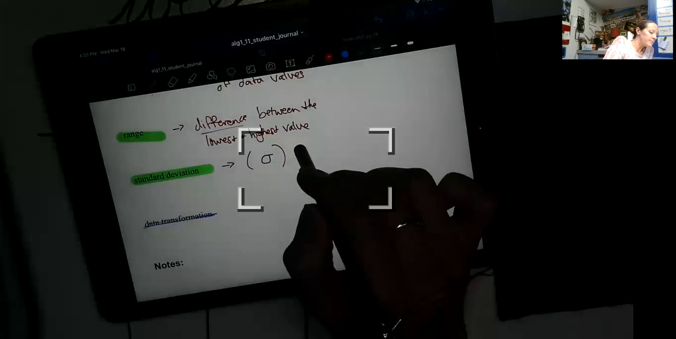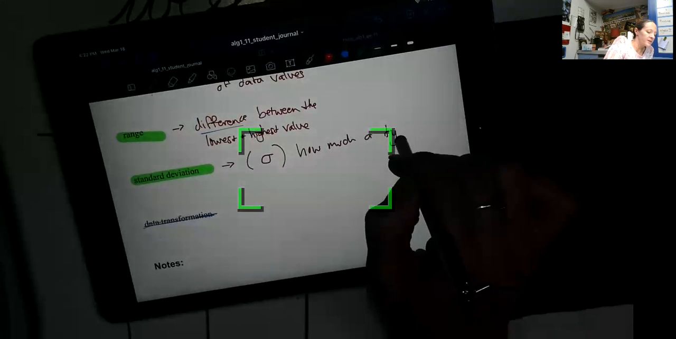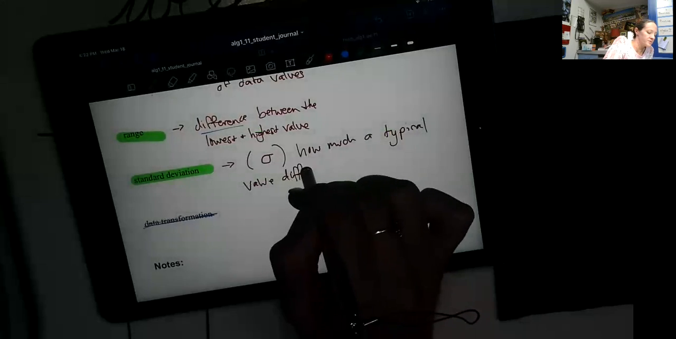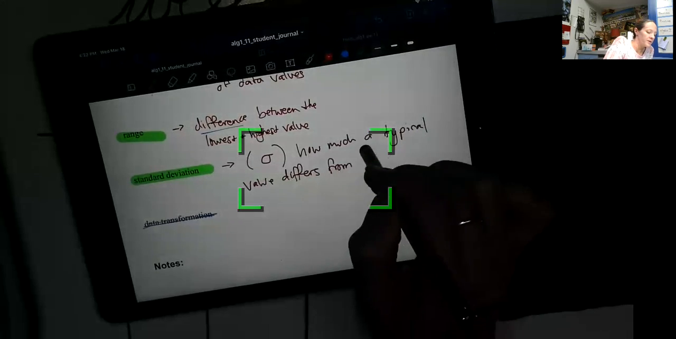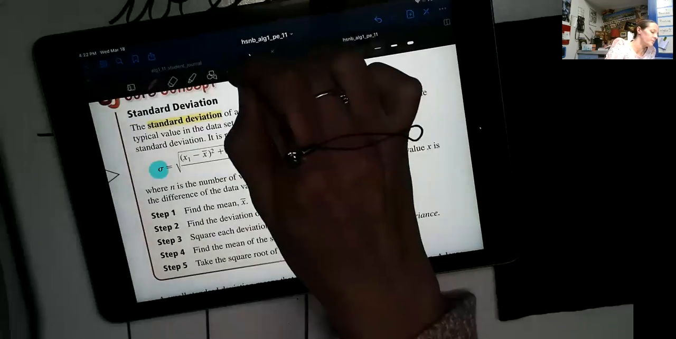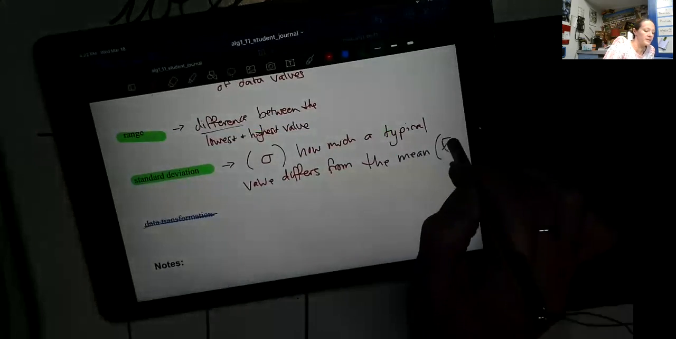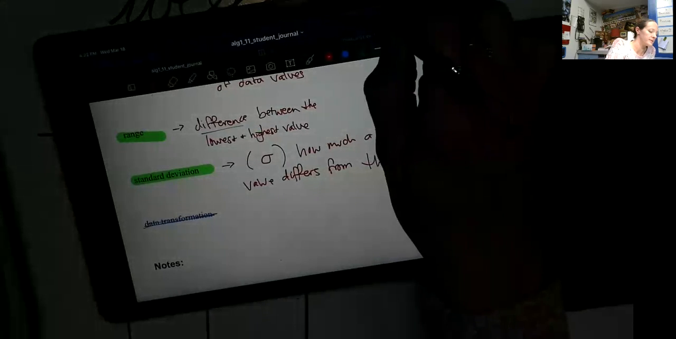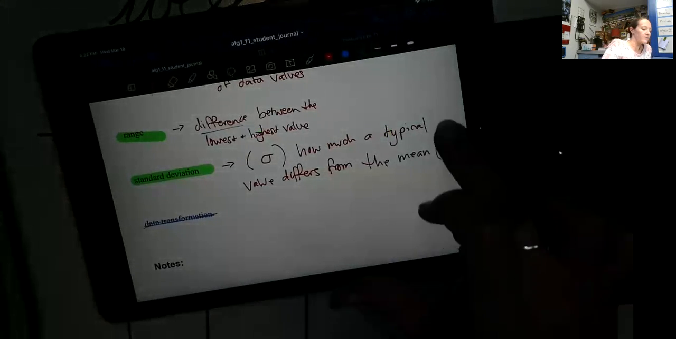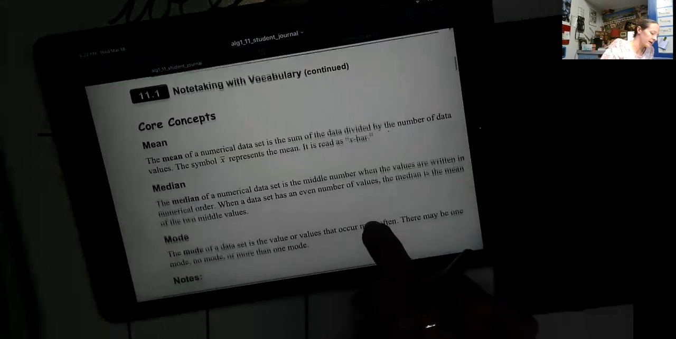But what is he? He represents how much a typical value differs from the, wait, what is it that he differs from? X bar, or the mean. If you want, you can go ahead and remind yourself of what the mean is symbolized by, which is X bar. It's a messy X bar. Try to make a little bit nicer one. There we go. So we have all of our different terms defined, but we definitely have not solved for a standard deviation yet. So we're going to go ahead and do that now.